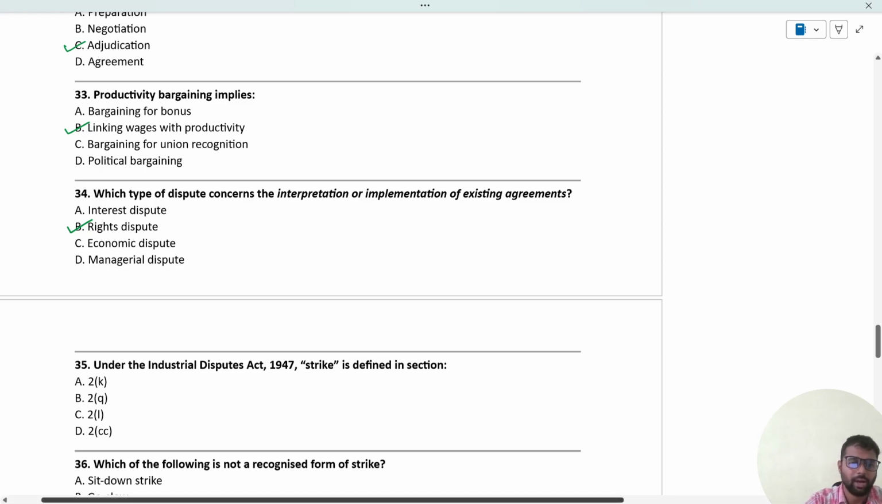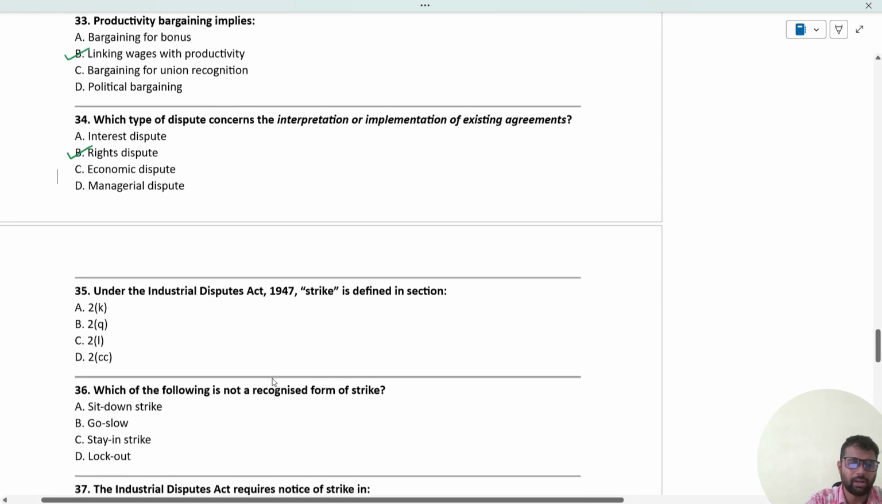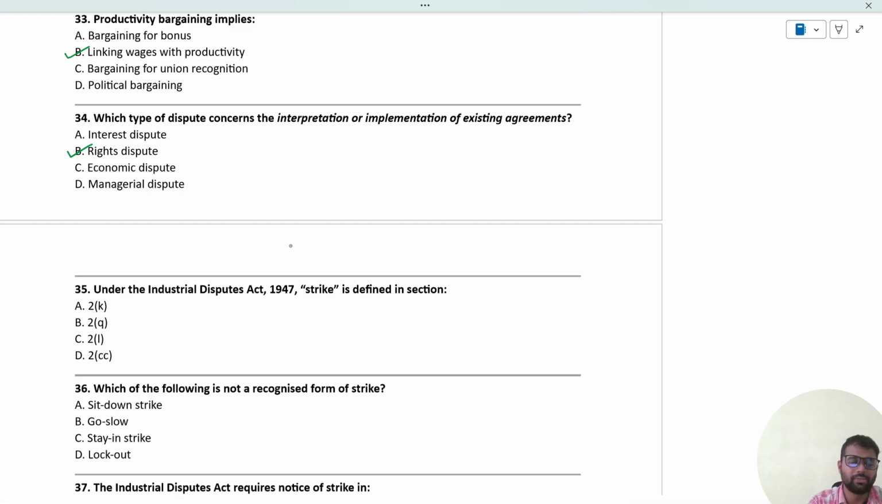Question number 35. Under the Industrial Dispute Act of 1947, strike is defined in section. See, we have not discussed the Industrial Dispute Act. In the previous video also there was one question from the Industrial Dispute Act. Here also we are having one question from the Industrial Dispute Act, which gives you a hint that the next video will be discussing detail about the Industrial Dispute Act. So under which section strike is defined? That is defined under section 2Q.